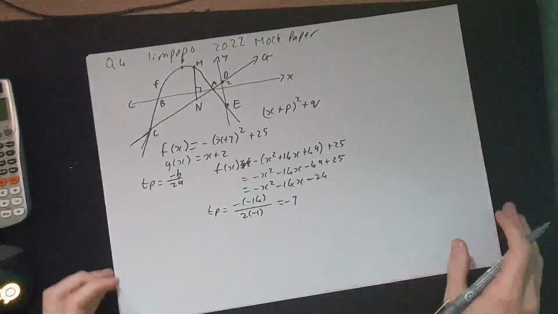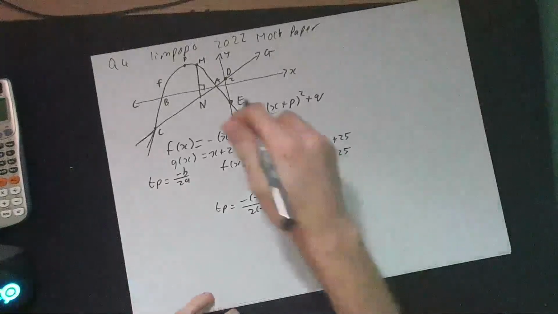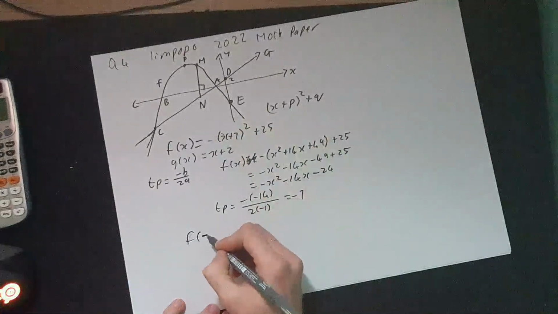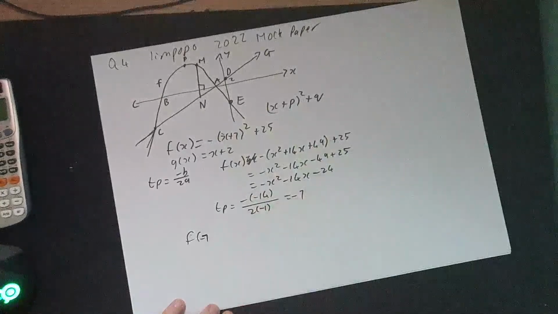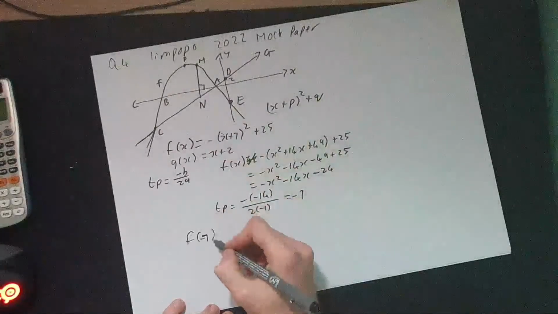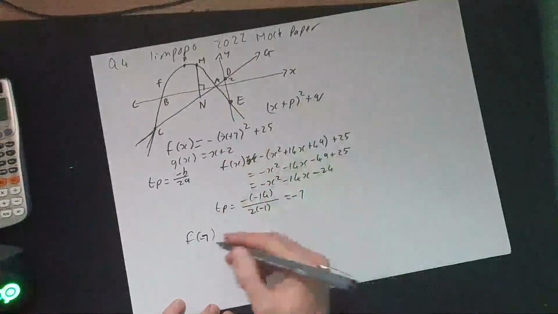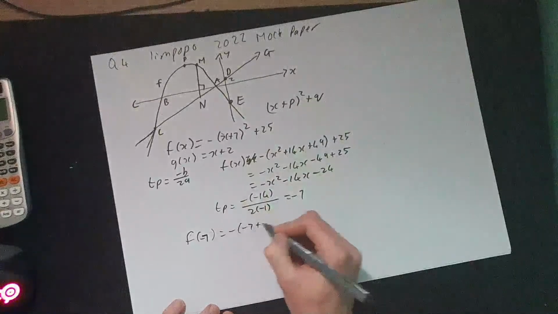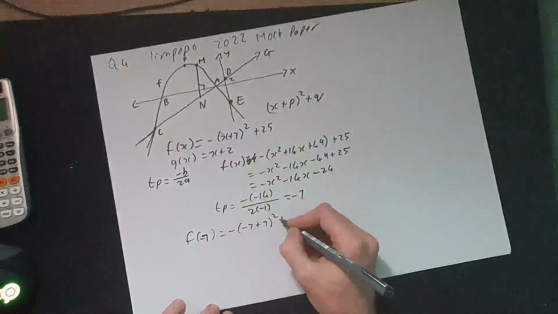Now that we have that, we can substitute that back into the function. So essentially what we have here is x of negative 7. That makes it quite simple. Your turning point is at 25. Okay, so x of 7 is going to equal negative 7 plus 7 squared plus 25.